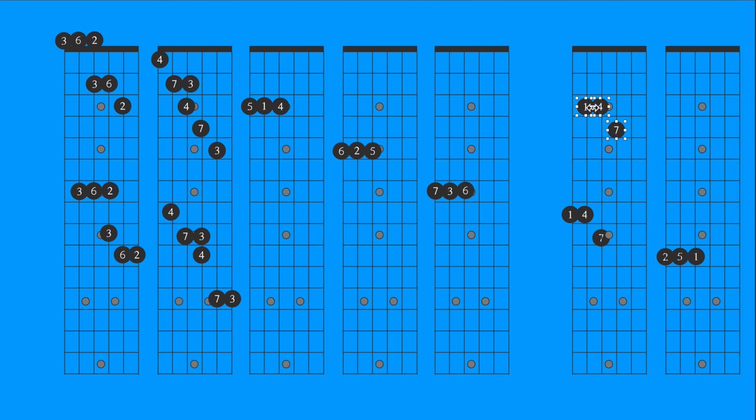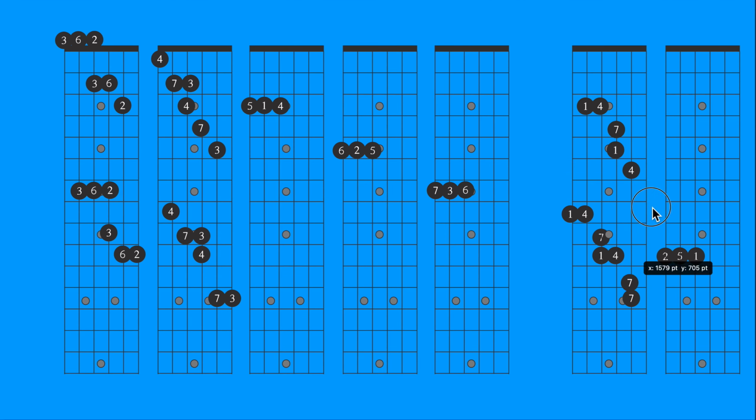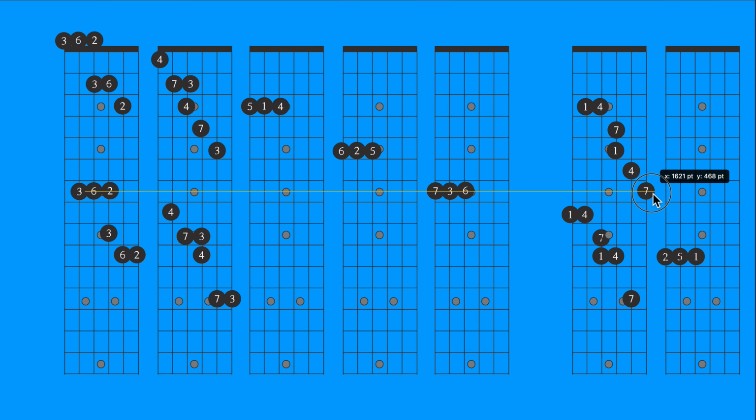If I did the C that's on the D string, which is here, we're going to be in a 1, 4, 7. That looks like that. And then finally, 1, 4, and augmented fourth to the 7th. That looks like that.